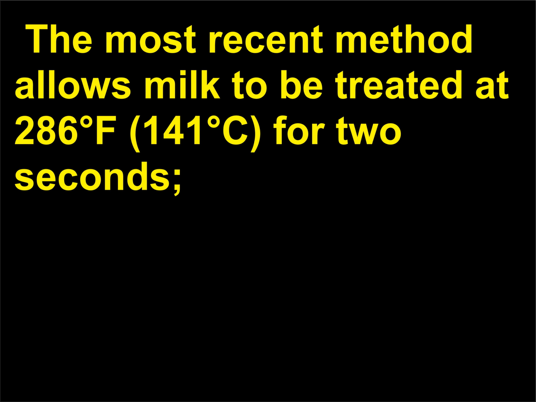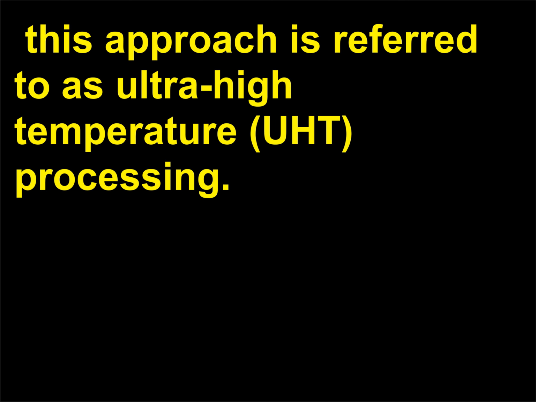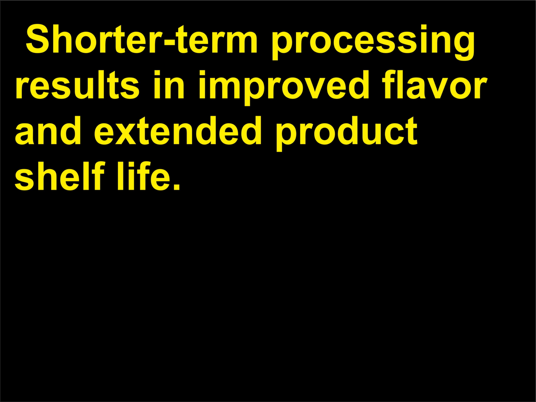The most recent method allows milk to be treated at 286 degrees Fahrenheit, 141 degrees Celsius, for 2 seconds. This approach is referred to as ultra-high temperature, UHT, processing. Shorter-term processing results in improved flavor and extended product shelf life.